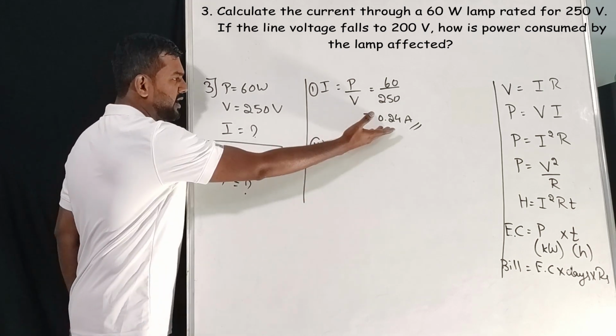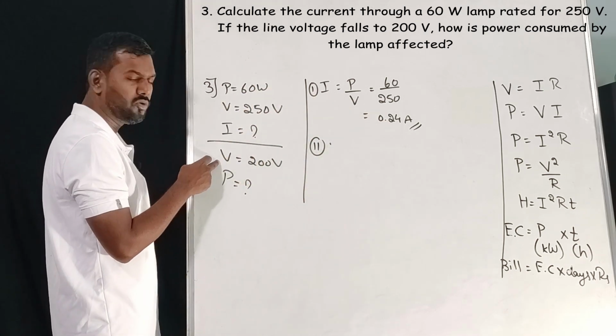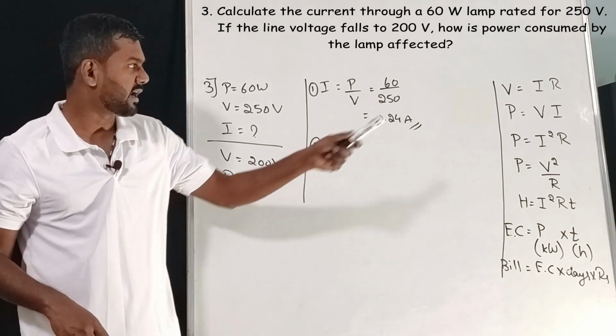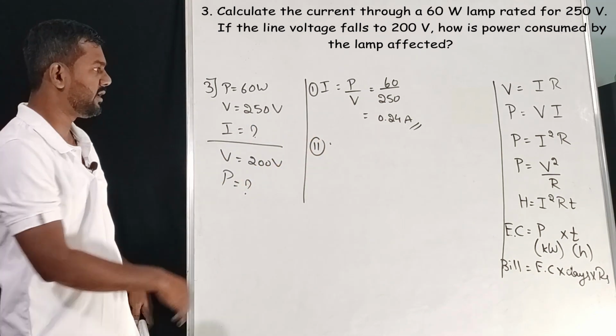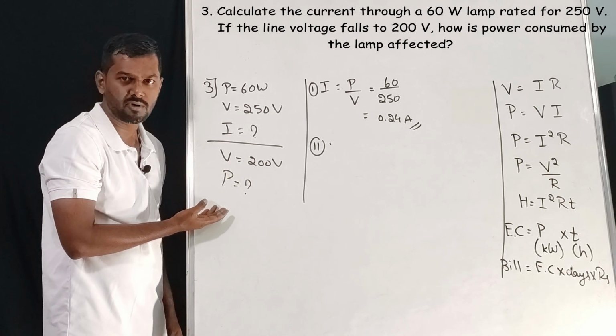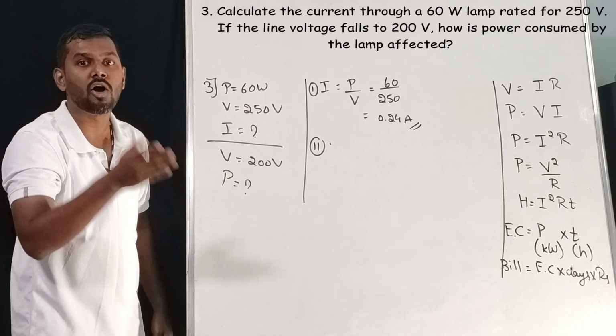Just now we have found current, correct? Current into voltage, we can easily find the power, correct? See the second formula, P is equal to V into I. Just now we got I, we have V, we can easily find power, correct? That is completely wrong. Why?